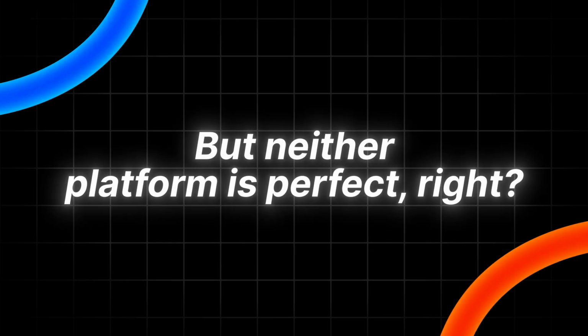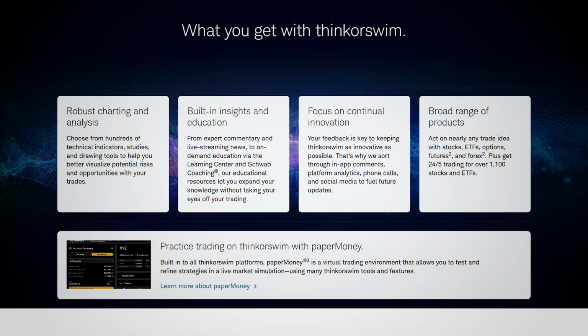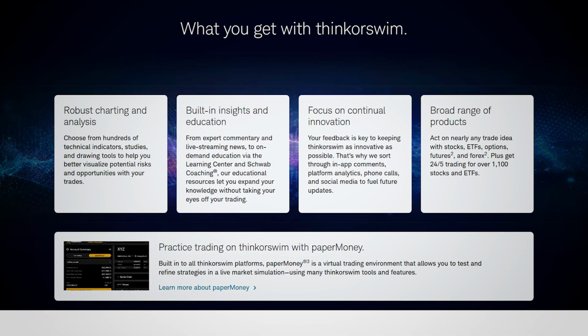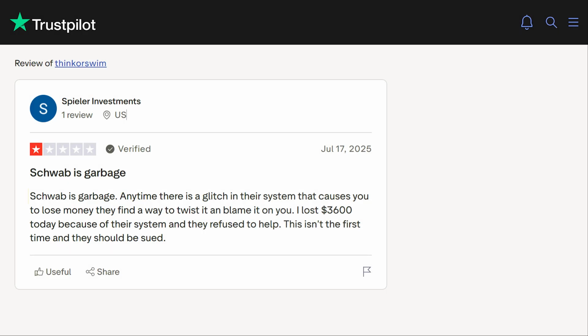But neither platform is perfect, right? So with Thinkorswim, the biggest complaint was stability, and one user put it bluntly. He referred to Schwab as garbage software and highlighted that anytime there's a glitch in their system that causes you to lose money, they find a way to twist it and blame it on you. So this trader apparently lost $3,600 because of their system, and they refused to help him out.